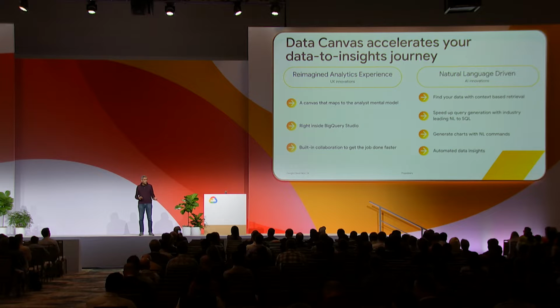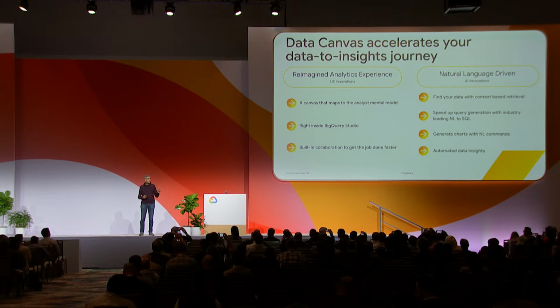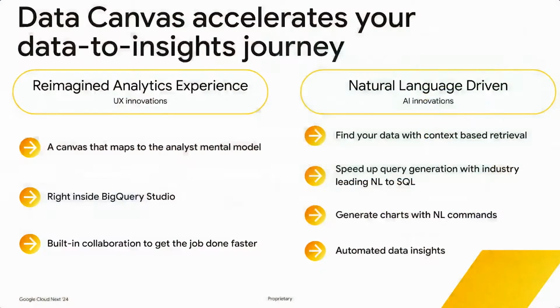On the AI side, we have 4 innovations right off the bat. Number 1, you can find your data powered by context-based retrieval, okay? And it starts by integrating with Dataplex Data Catalog, and over the fullness of time, we'll have a lot more capability here where you don't have to do a lot of stitching together carefully of data catalog work. Hopefully, with light data catalog work, you should be able to get the data set that you want, but not by going to the data catalog, but right inside Data Canvas.